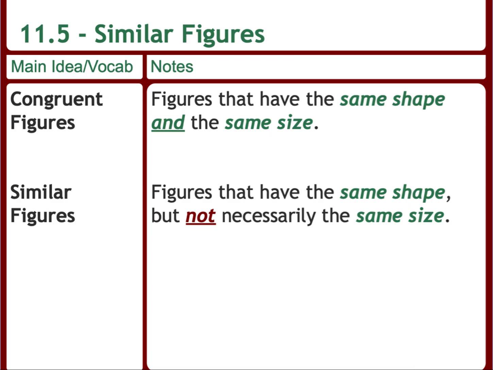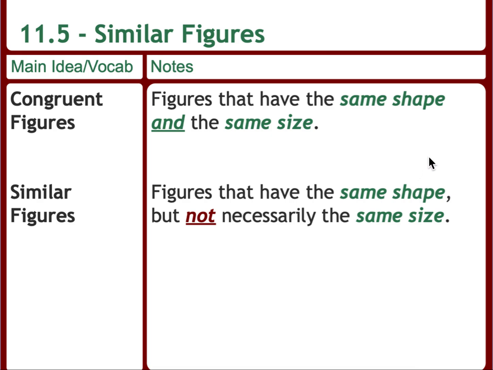Now before we talk about similar figures, let's talk about congruent figures. So remember, congruent in geometry is another way of saying that measures are equal. So congruent figures are figures that have the same shape and the same size. So they are identical.